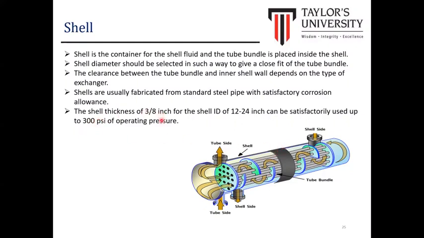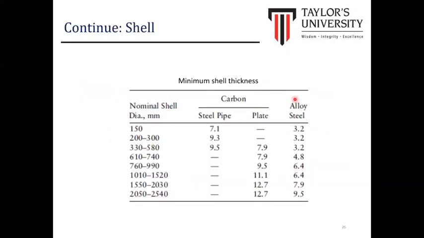And then the shell thickness of 3/8 inch for a shell inside diameter of 12 to 24 inch can be satisfactorily used up to 300 psi of operating pressure. So these are the typical thicknesses of the shell for a diameter of 12 to 24 inch.